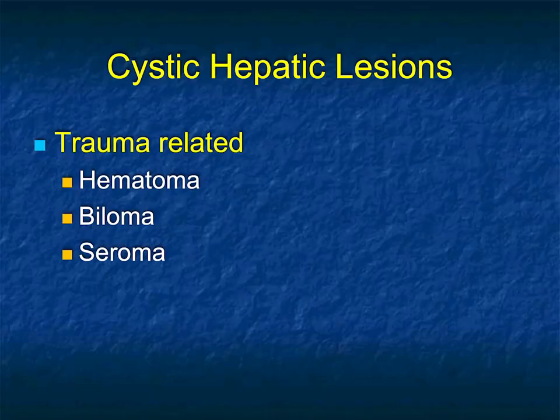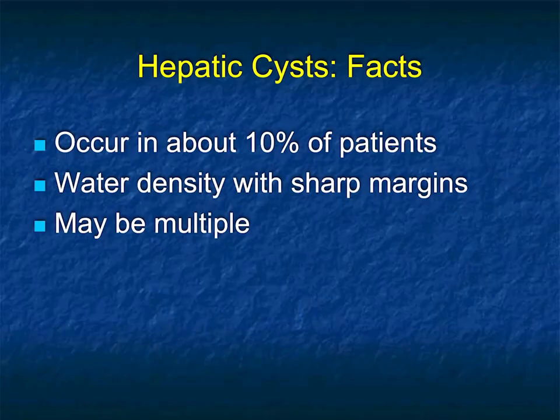And then there are trauma-related cystic lesions: hematomas, myelomas, seromas. Trauma can be like an MVA, can be a stab wound, or can be post-operative trauma. So let's talk about hepatic cysts first. They occur in about 10% of patients.